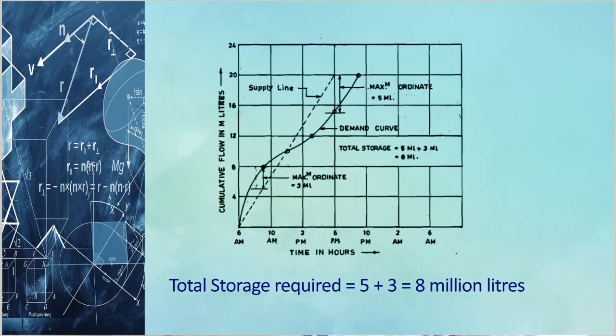Here the supply line and the demand curve are plotted against time. This is the continuous line, and we calculate the maximum ordinates as shown in the figure. This is 5 ML and 3 ML. So total storage required, 5 plus 3, is equal to 8 million liters.